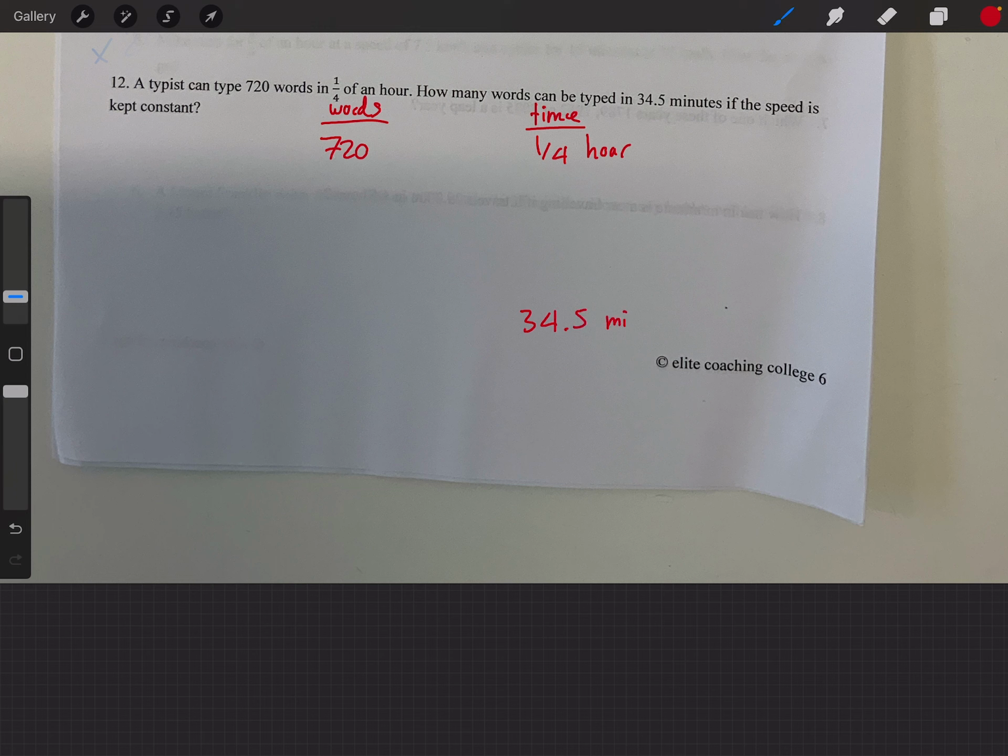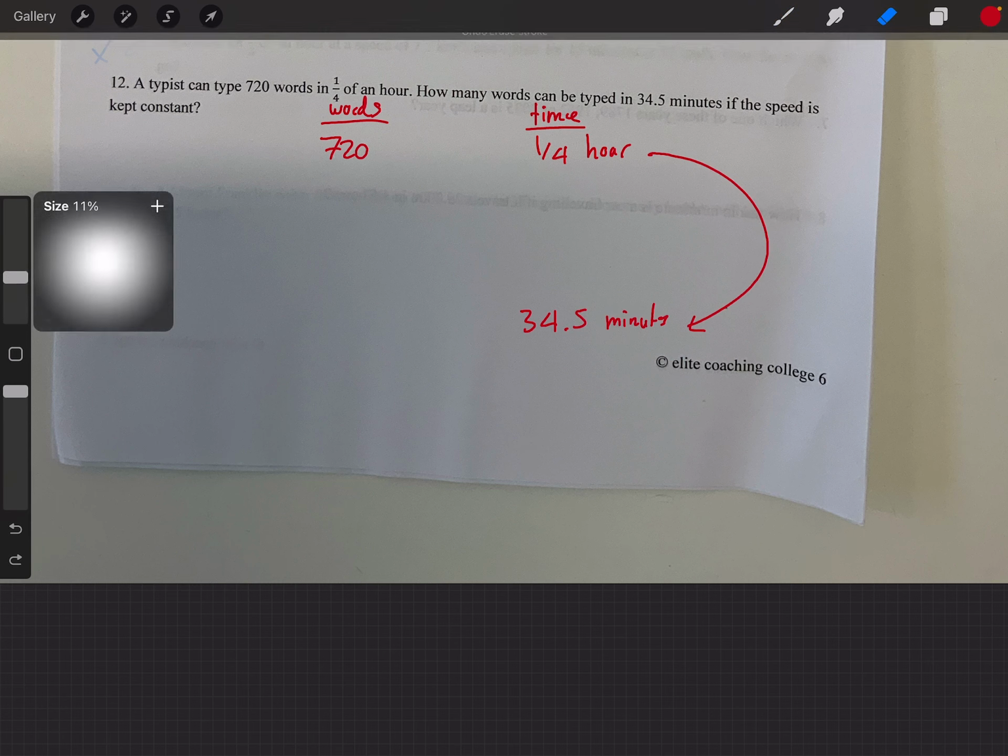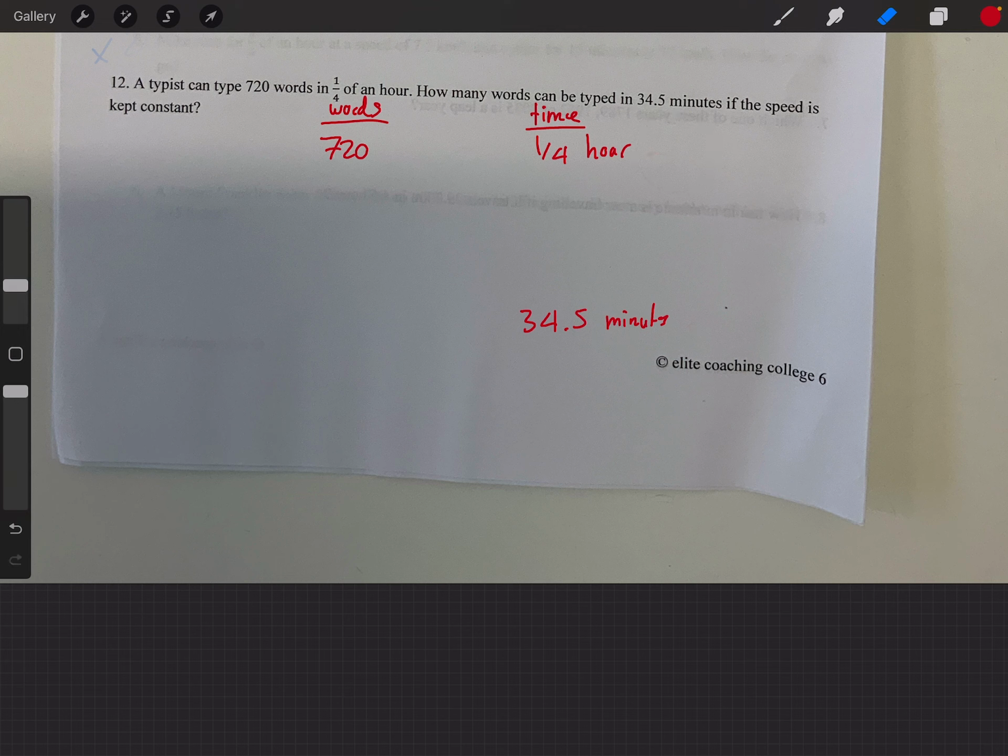So to go from 1/4 of an hour to 34.5 minutes is pretty hard. So how about we just change this one to minutes first. We want to compare them, right? So now 1 hour has 60 minutes. So 1/4 of 60, that just makes it to be 15. So that's another way of saying 15 minutes.